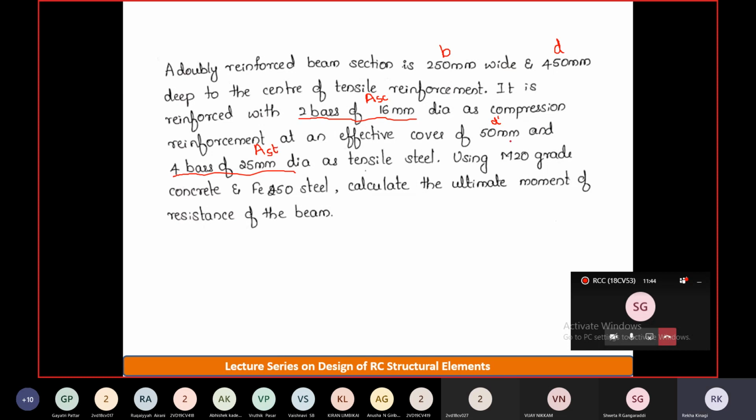Using M20 grade concrete, that is fck. fck is 20 Newton per mm square or 20 megapascal, what we can say. And Fe250, that means fy value is 250 megapascal. So calculate the moment of resistance. What we are supposed to calculate is Mu, that is ultimate moment of resistance. Ultimate moment of resistance we need to calculate.